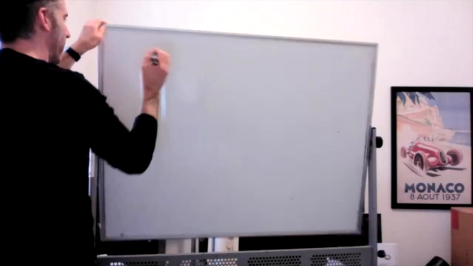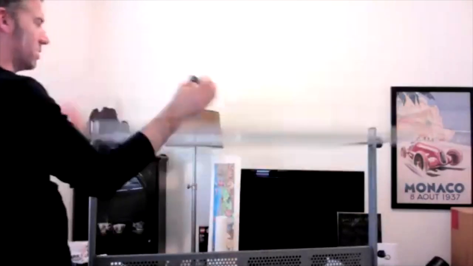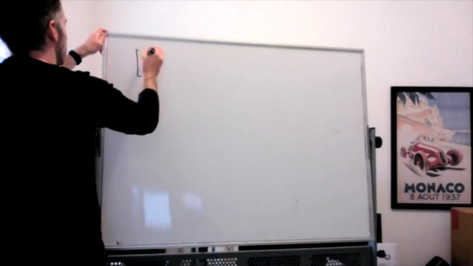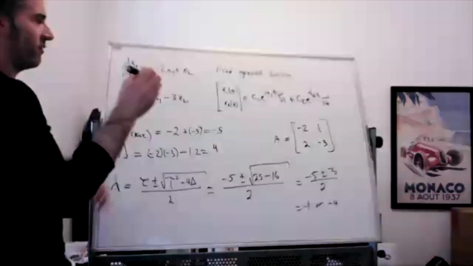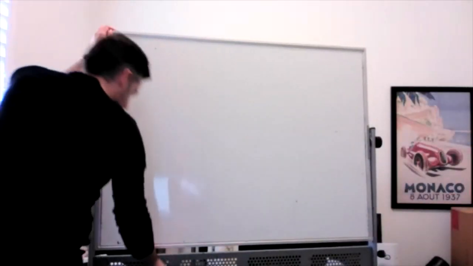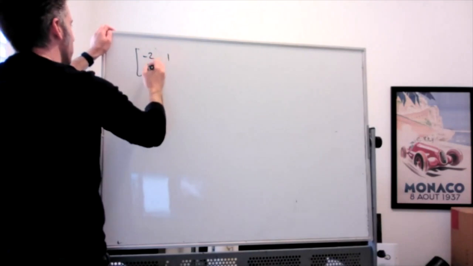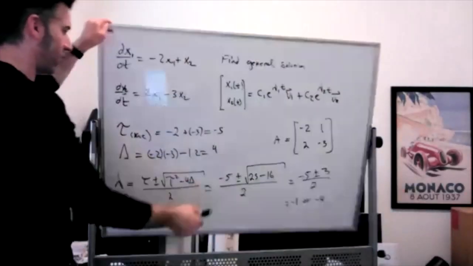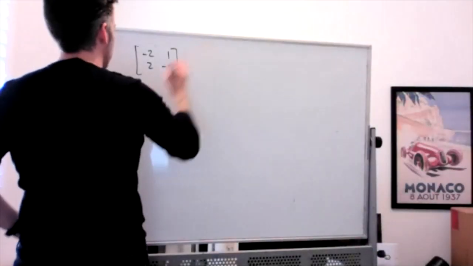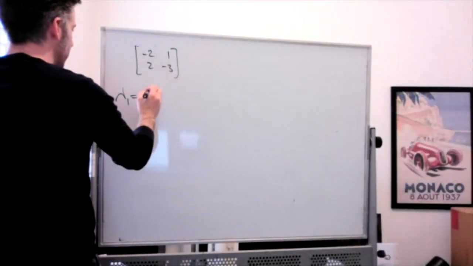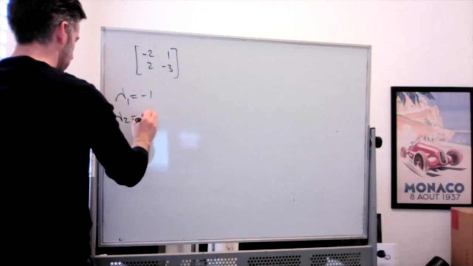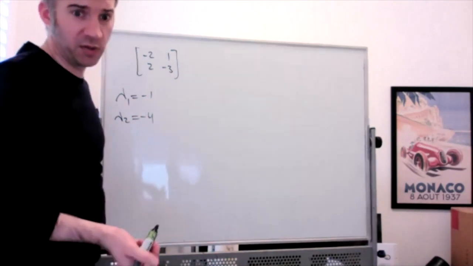So let's see. I have my system here. A is [-2, 1; 2, -3]. Is that right? Let's check. It is. Okay, and then our eigenvalues are -1 and -4. It doesn't matter which one you call which, just be consistent. So lambda1 is going to be -1, lambda2 is going to be -4.